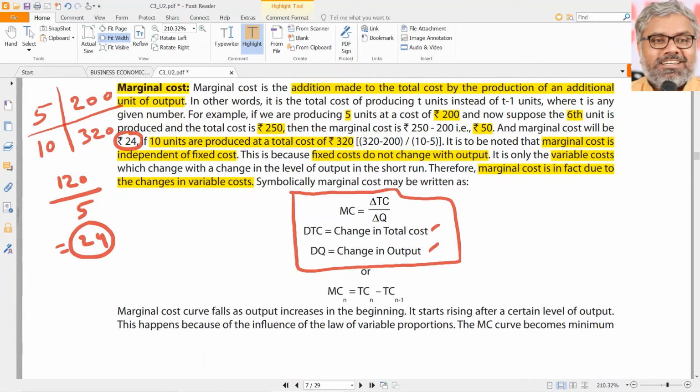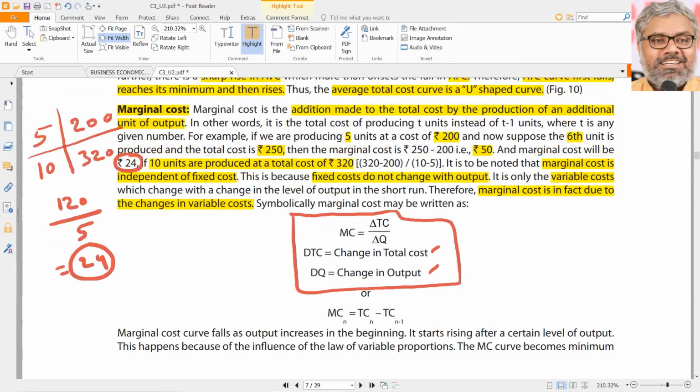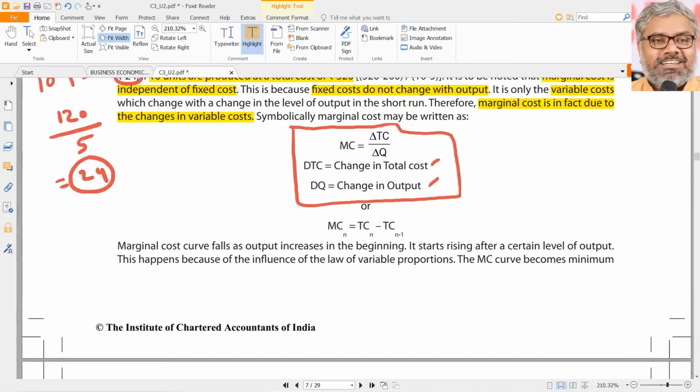Why? Because this delta TC, whatever you take, the change in total cost is not happening because of any change in fixed cost. Fixed cost is the same. So the change in total cost is happening because of change in variable cost. So that will only have an impact on marginal cost but not the fixed cost. That is also another point to be noted.